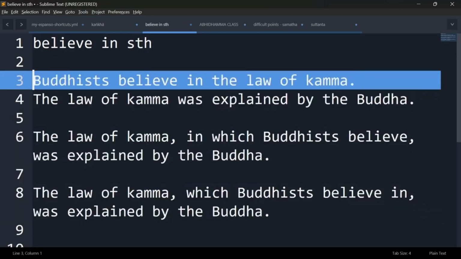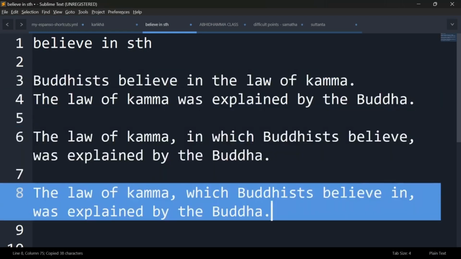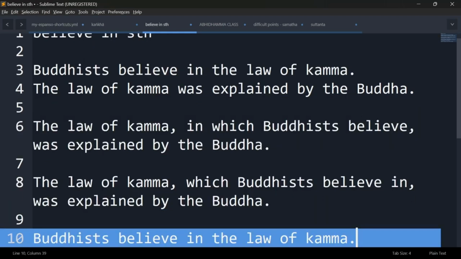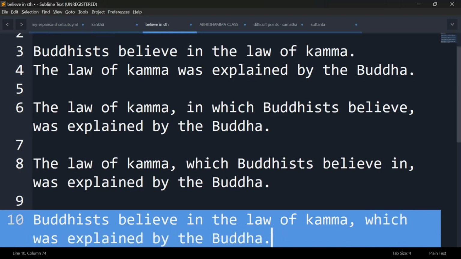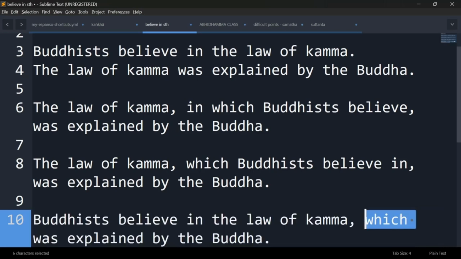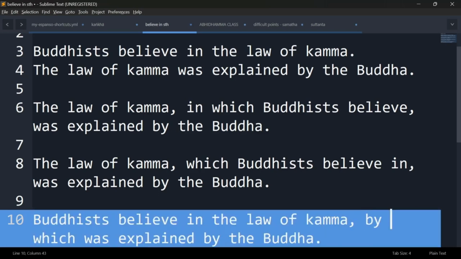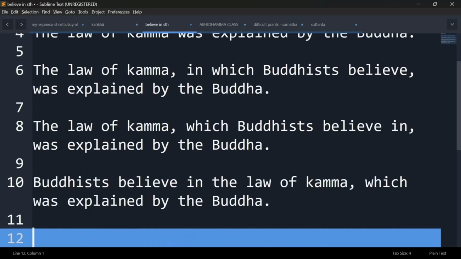One more. Yeah, let's take this one, for example, as the main clause. Okay? Buddhists believe in the law of karma. Now we want to say that the law of karma was explained by the Buddha. So Buddhists believe in the law of karma, comma, was, no, never was, which was explained by the Buddha. No, not by which. No. Because by is by the Buddha, not by the law of karma. If you put by which, you're saying by the law of karma. Don't forget what which refers to. It refers here to the law of karma, so don't put by in the beginning over here. In this case, no, in another case it could be, for example. Okay.